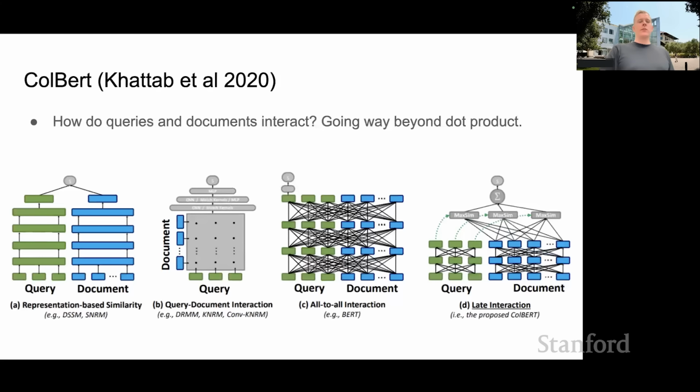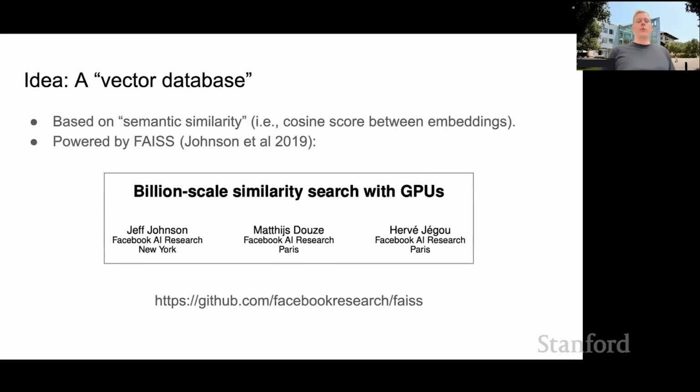So obviously you can go beyond dot product. Yes. What is FAISS? It's an open source library, Facebook AI Similarity Search. No, it's just basic off-the-shelf ANN algorithms.